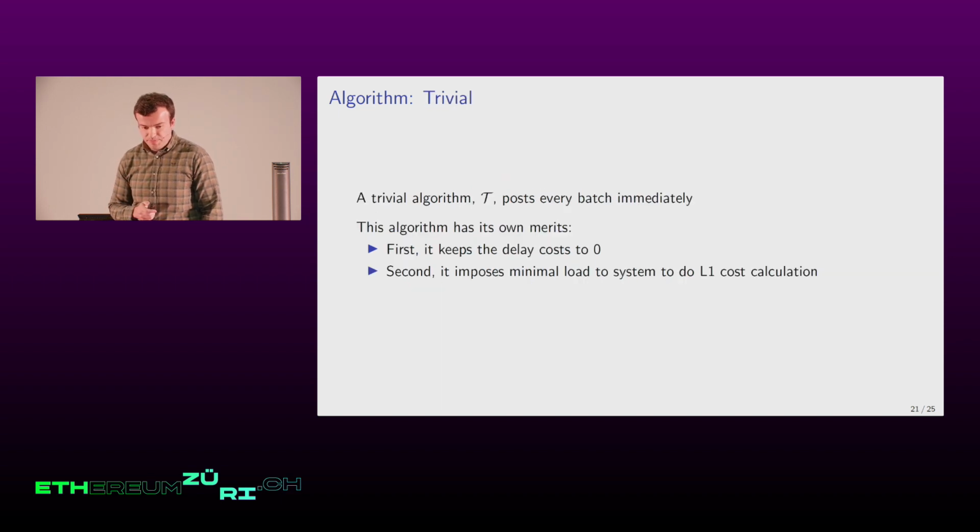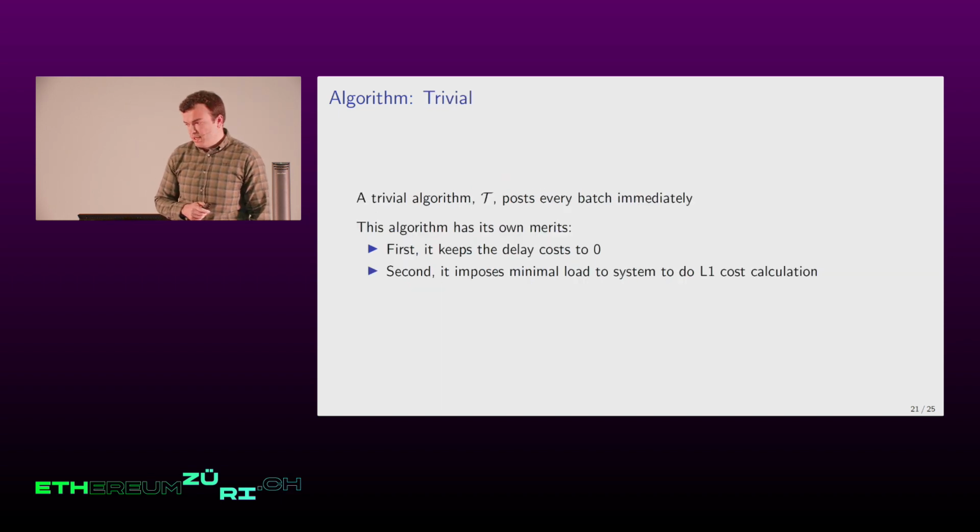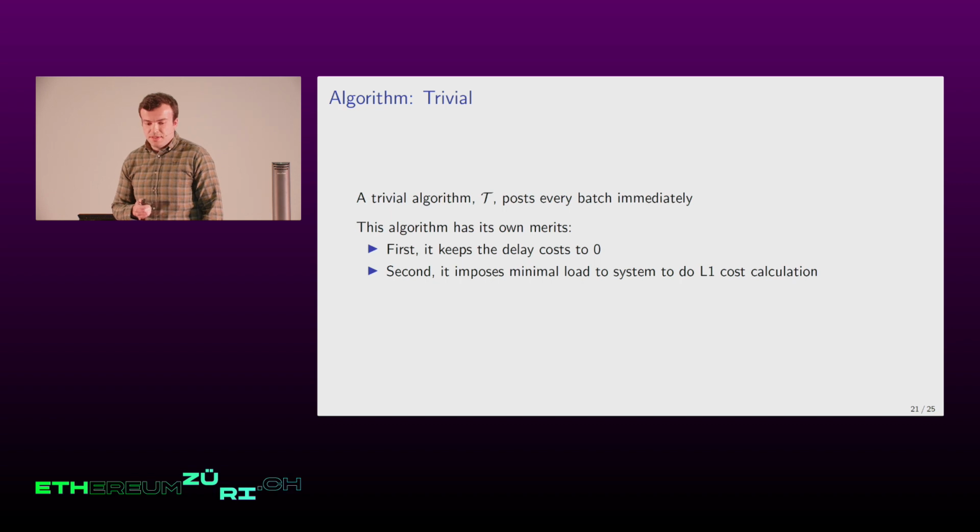the price. There is also a trivial algorithm that we looked at, and this is just post all batches immediately, and it has the good property that there are no delay costs. But of course, sometimes you post at very, very high cost, and you don't wait for the price to drop. And also it has minimum load on the system when you do this L1 cost calculation.